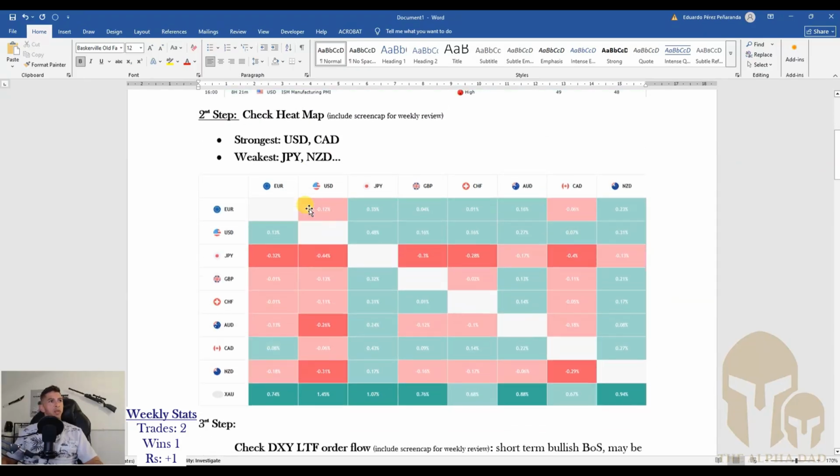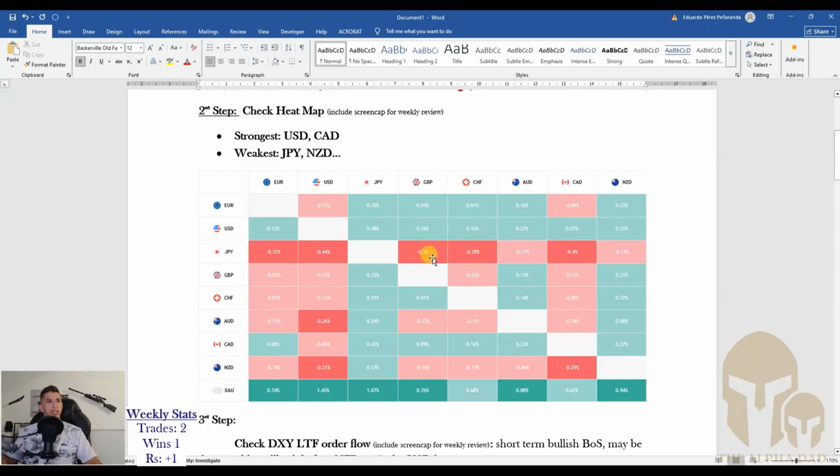Okay, so moving on to the heat maps, we can see that our relative strength analysis is based mainly on USD and CAD being the strongest and JPY and NZD being the weakest. So we're going to be looking for longing USD against JPY, shorting NZD against USD, or longing CAD against JPY, shorting NZD CAD.